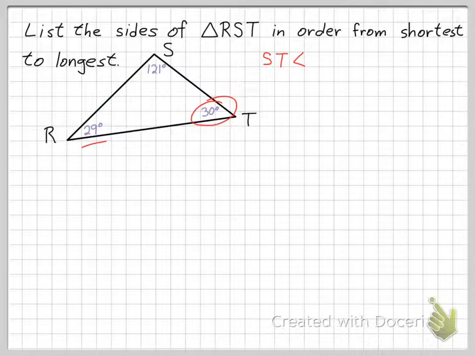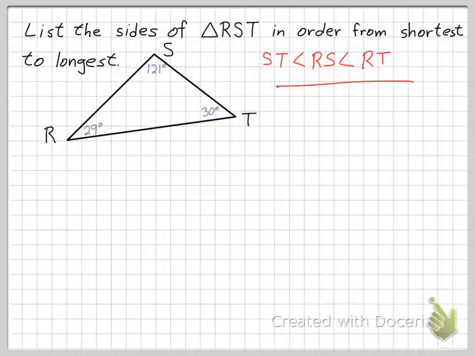Okay, so let me get rid of that. So again, if this is the one that's in the middle, then the next side or line segment is going to be RS. So here's my next one, RS, which will be less than, and then the longest side is opposite this large angle, which is 121 degrees, and that would be side RT. So RT is the largest. So that's the answer right there. It says list the sides of triangle RST in order from shortest to longest, and that's it right there. ST is less than RS, which is less than RT.